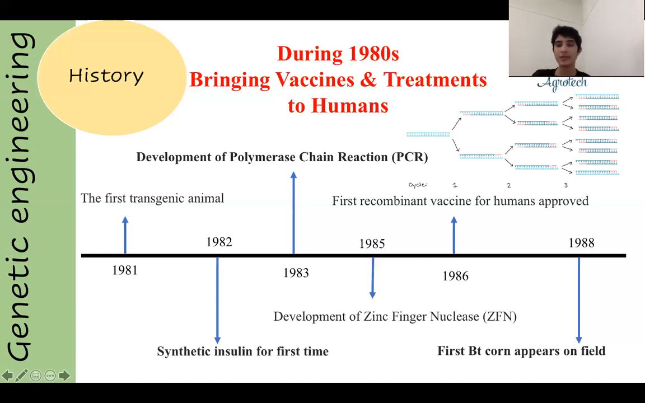In the same era, the 1980s, zinc finger nuclease was developed. ZFN helped to target specific genes. Another one is that the first recombinant vaccine for humans was approved in the 1980s. That was the vaccine for hepatitis B. And Bt corn first appeared in the field in 1988. In the late 1980s, scientists had already worked to make genetically modified corn, and it had already appeared in the field. So interesting, isn't it?